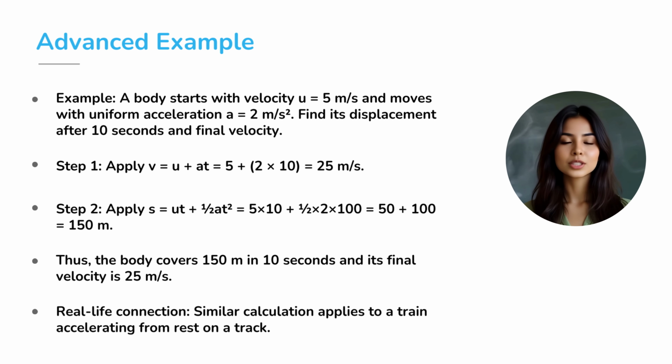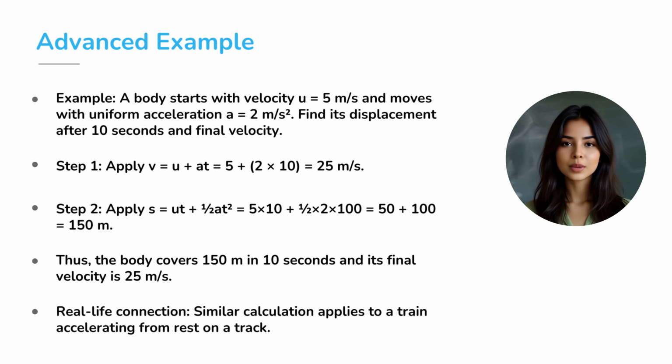Let's test our understanding with a problem. Suppose a body starts with an initial velocity of 5 meters per second and accelerates uniformly at 2 meters per second squared. Find its displacement and velocity after 10 seconds. Step 1. Apply the first equation. v equals u plus at, which is 5 plus 2 into 10, giving 25 meters per second.